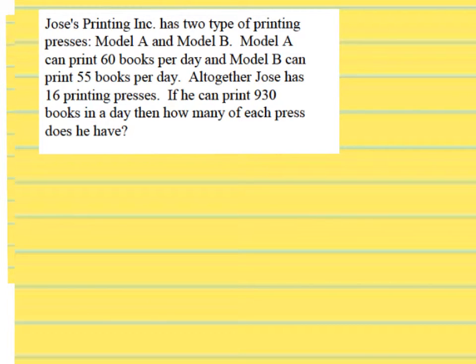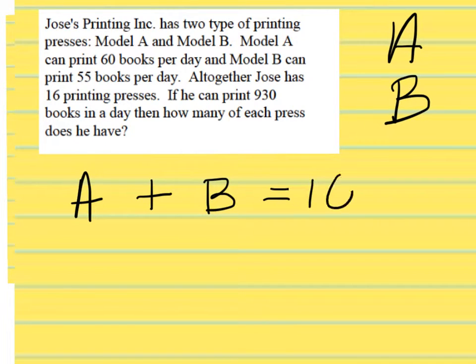Joe's Printing, Inc. has 2 types of printing presses, Model A and Model B. Model A can print 60 books per day, and Model B can print 55 books per day. Altogether, Joe has 16 printing presses. If he can print 930 books in a day, then how many of each press does he have? Clearly, we're going to use A and B for our variables. He has 16 printing presses, which means that A plus B would be 16.